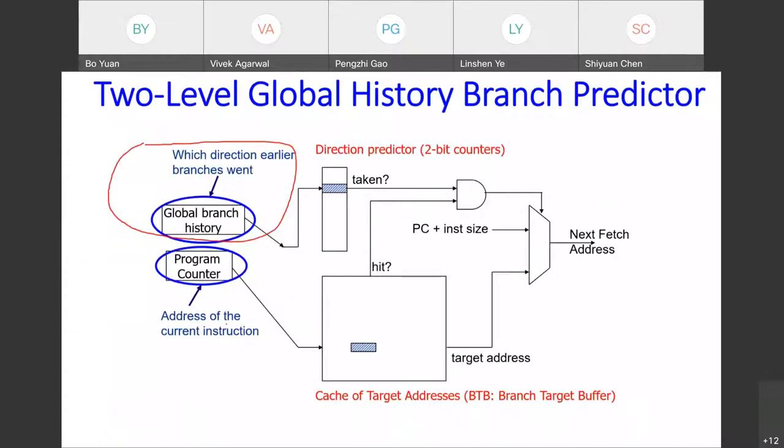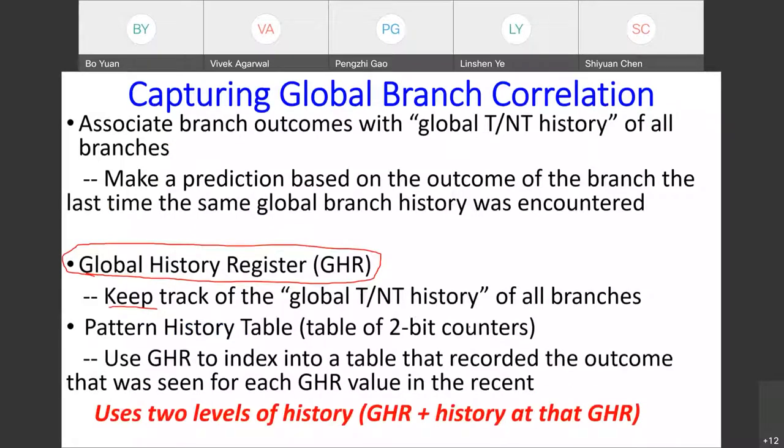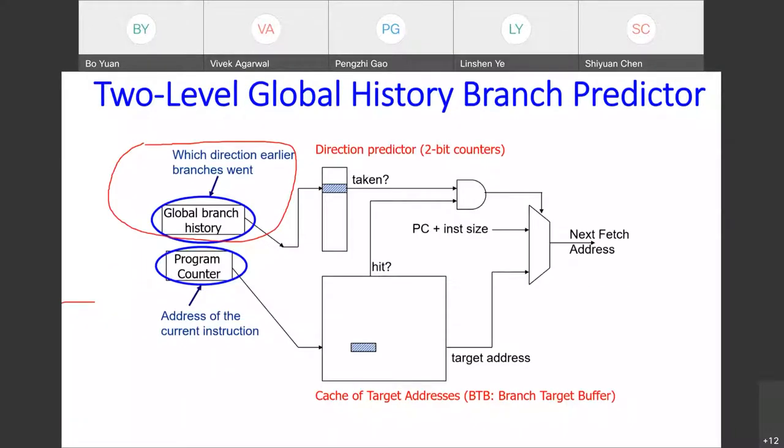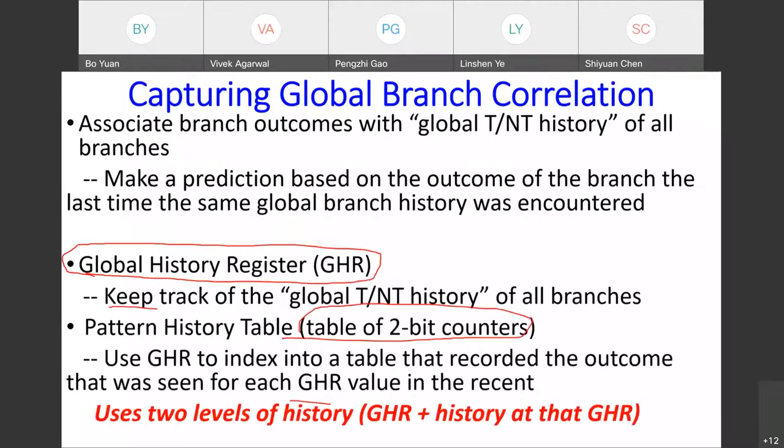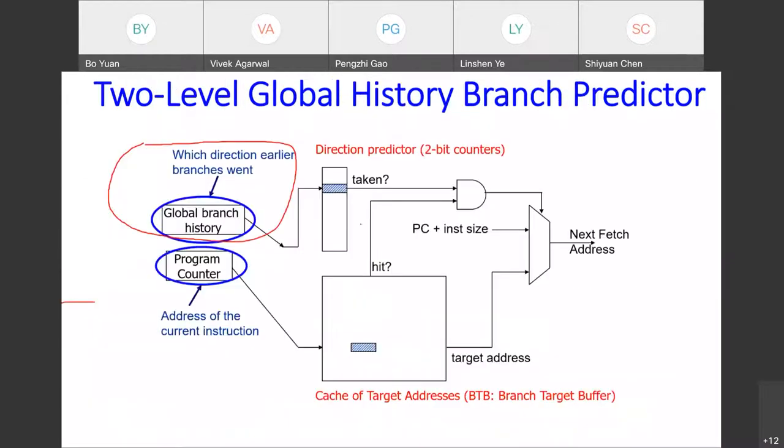And so, as shown in this slide, we need to use one global branch history, this global history register, together with our previous 2-bit counter to form a 2-level branch predictor. The first level is the global history register. It is used to record or keep track of the global history for all the different branches, whether they were taken or not taken before. And then, according to this, we assemble the previous classical 2-bit counter.